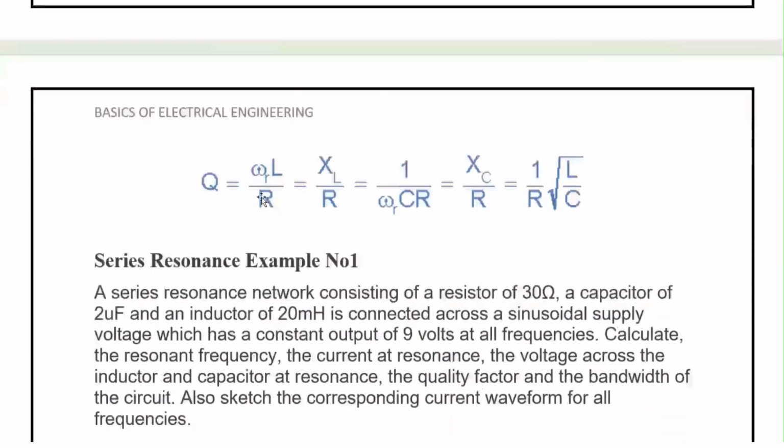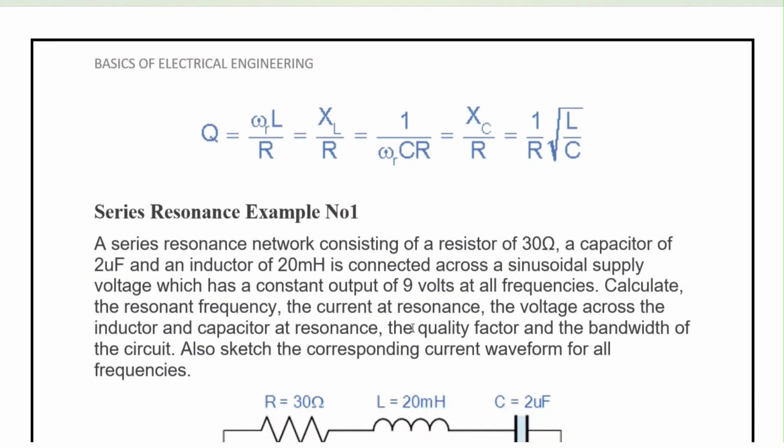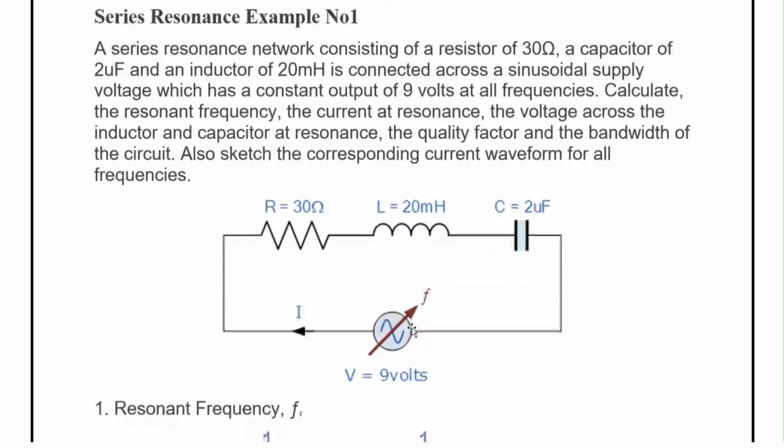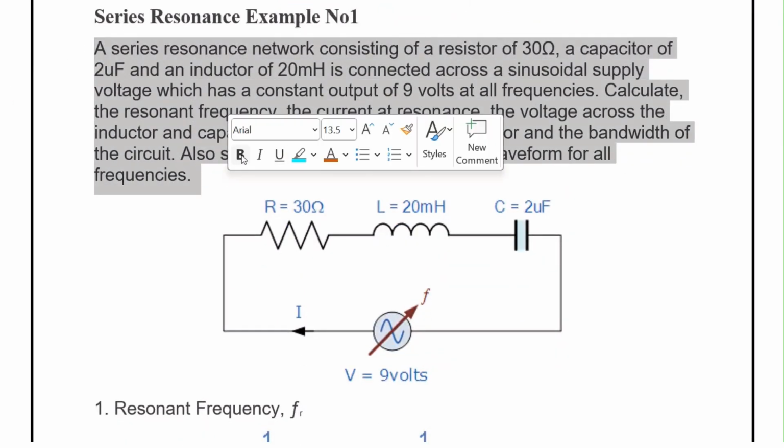And quality factor is equal to omega R L divided by R, or XL by R, or 1 by omega R C R, XC by R, or equal to 1 by R square root of L by C. So these many ways are there to define the quality of the series circuit. Series resonance example number. This is a question basically, and you have to solve it, but we will solve it in the next video.